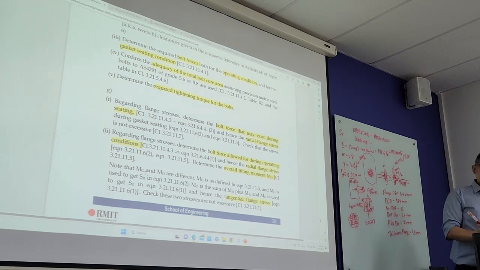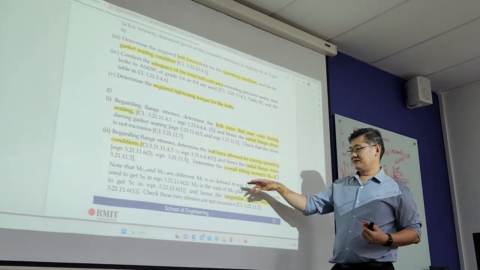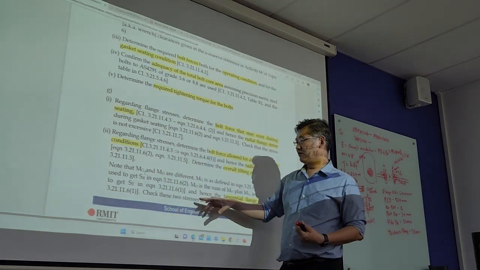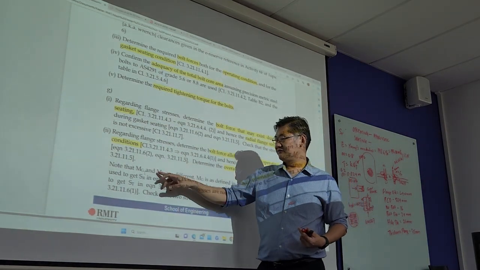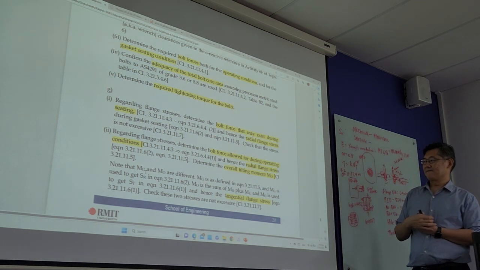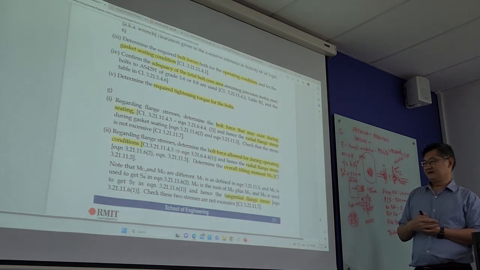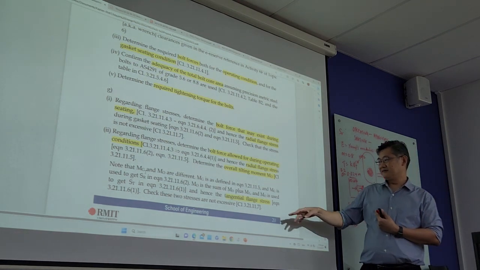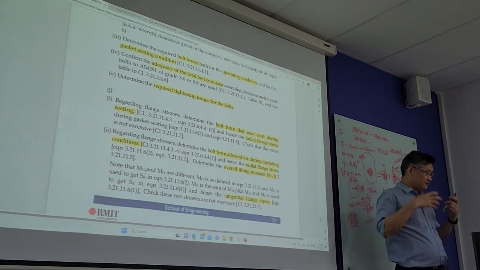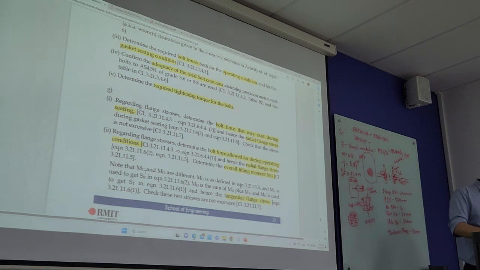So you have to identify the moment, there's an MG and MO. When you work on this, you will see the difference between the two. So you have to identify them. Alright, and lastly will be the tangential flange stress. Look into the equation, then you can find out easily.